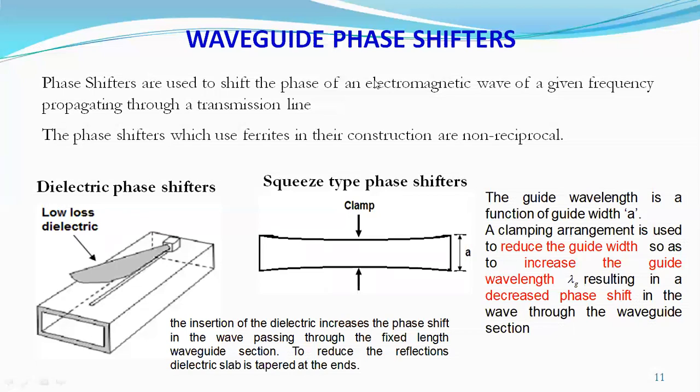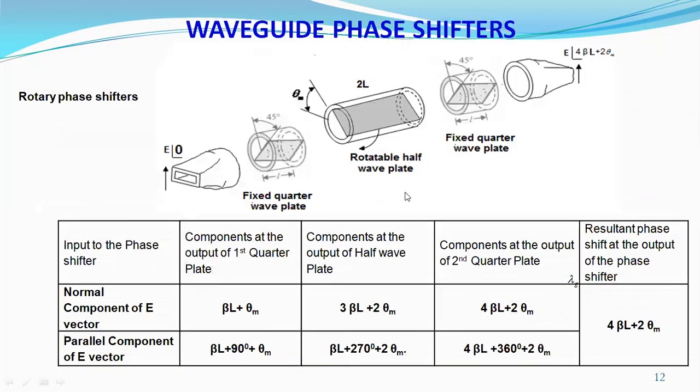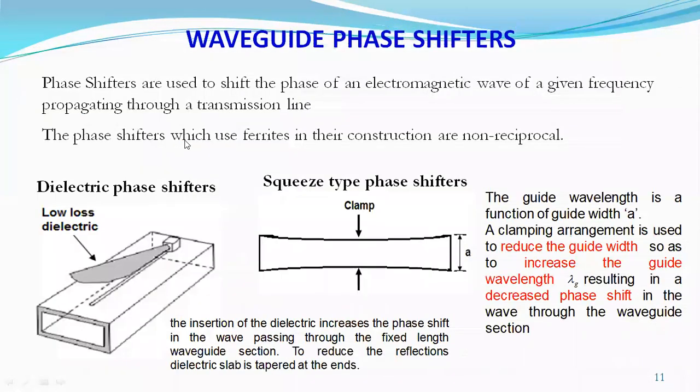Already we discussed the probes, loops, tuning screws, posts, waveguide windows, attenuators. Then the waveguide phase shifter. This waveguide phase shifter is useful to add some phase shift to the microwave signal. Here different types of waveguide phase shifters are there: the dielectric phase shifter, the squeeze type phase shifter, and the rotary phase shifter. Now you can see them one by one.